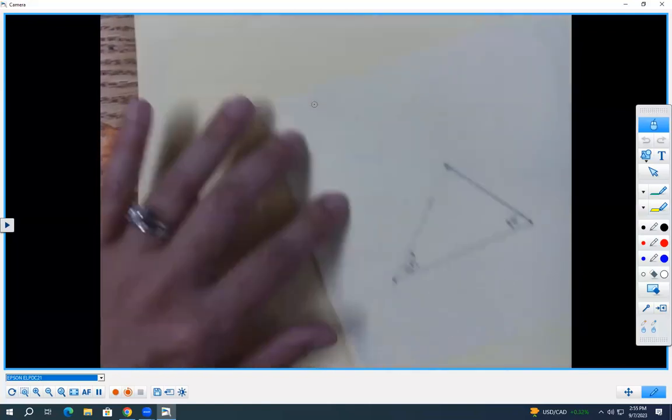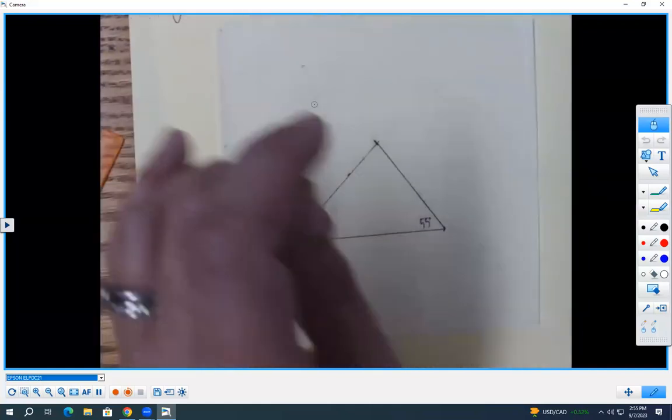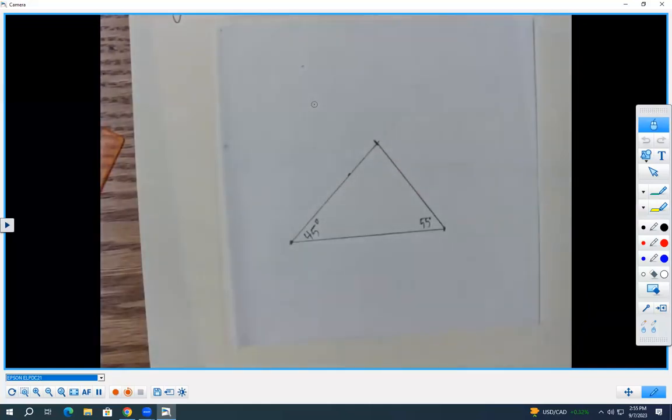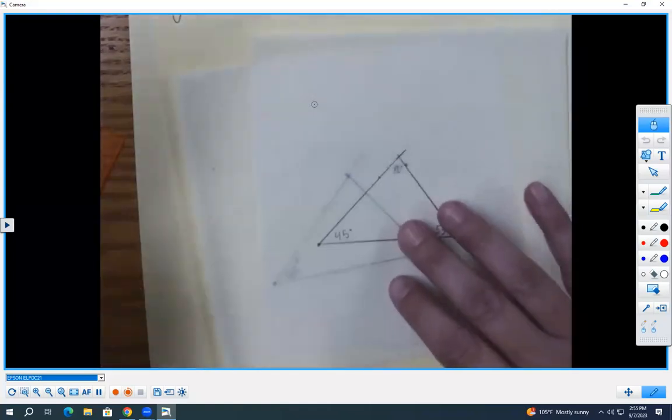Okay, so there should be five triangles on paper that have the exact same measurements. Agreed? Everybody agree? They should look exactly the same, right? Even if they're off just a tiny bit, they should match up pretty well, right? So here's our first one.